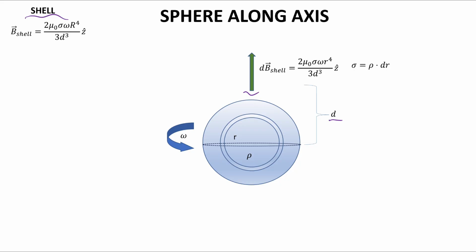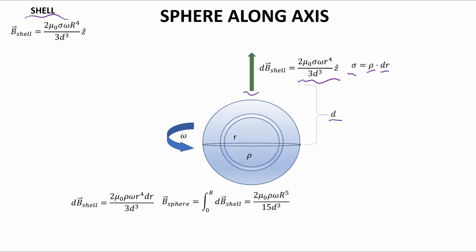So I can just say that the magnetic field from each shell is, I steal my result from last time, sigma, the charge per unit area, is the charge per unit volume times a little bit of length. That's what gives you charge per unit area. Okay, so all that's left to do is to write this down and integrate. My smallest shell has a radius of 0. My biggest shell has a radius of r. And if you do this, you'll end up with this as the sphere.